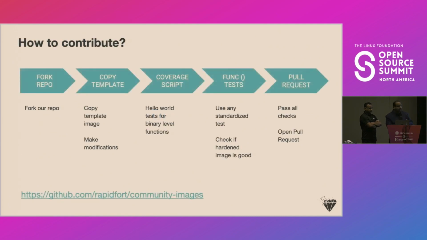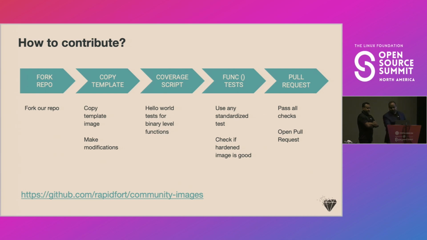So how can we involve the community to help add more images? You can simply fork the repo. If you want to add a new image, just copy the template, write your coverage script, and add a functional test like a Redis benchmark or whatever functional tests are available for your image. And we automatically create a pull request with all the checks. Just submit the pull request and we'll be happy to work with you.